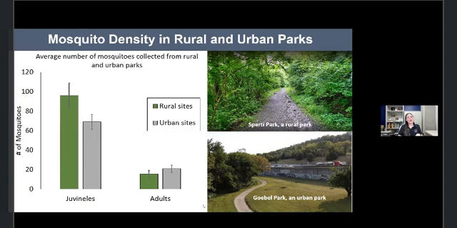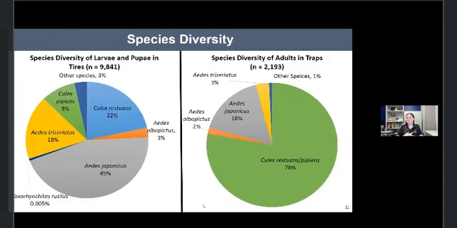So we're following up, I guess we could look at species diversity. So we also identified all of our mosquitoes, and you could see on the left side, these are the mosquitoes we collected from our tires, and we collected almost 10,000 mosquitoes from our tires, and we identified all of them. And you could see we had a lot of different species. We actually had more than we see here because for our other species, there were just a few of them, so they made up a very small percentage.